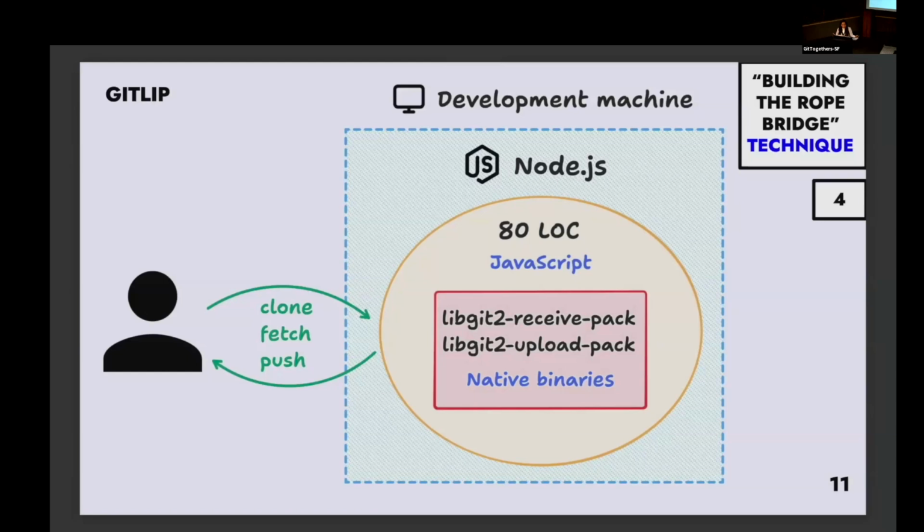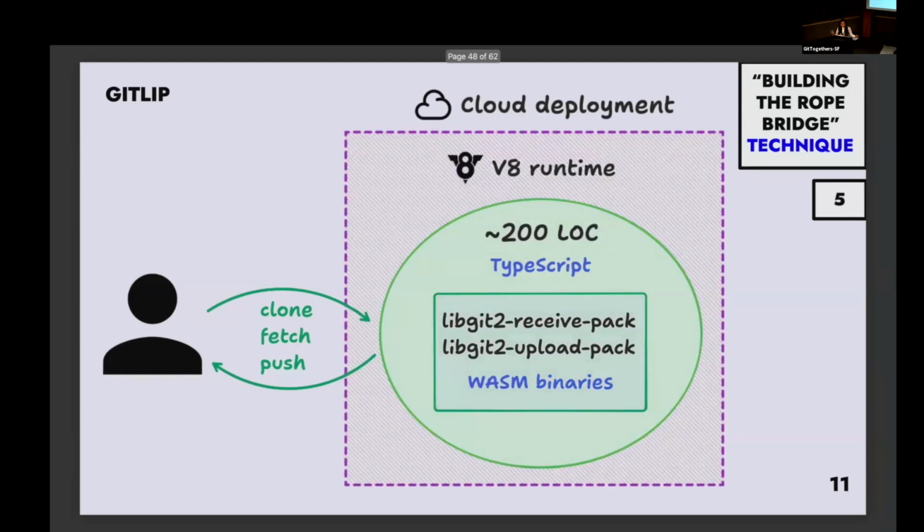We incrementally replaced these commands with our implementation that utilizes libgit2 instead of Git. Finally, we ported the wrapper code from Node.js to Cloudflare Workers and compiled the libgit2 equivalents of Git receive pack and Git upload pack to WebAssembly. So the key was to methodically break down the process into small incremental steps and keep iterating on the rope bridge, keeping it functional in each step until the last one when it finally becomes usable.